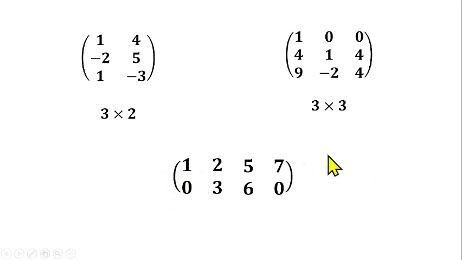Then also this last one, can you tell me the order of this matrix? How many rows, how many columns? It has 2 rows, it has 4 columns, so 2 by 4. So that is how to find the order of a particular matrix given to you.